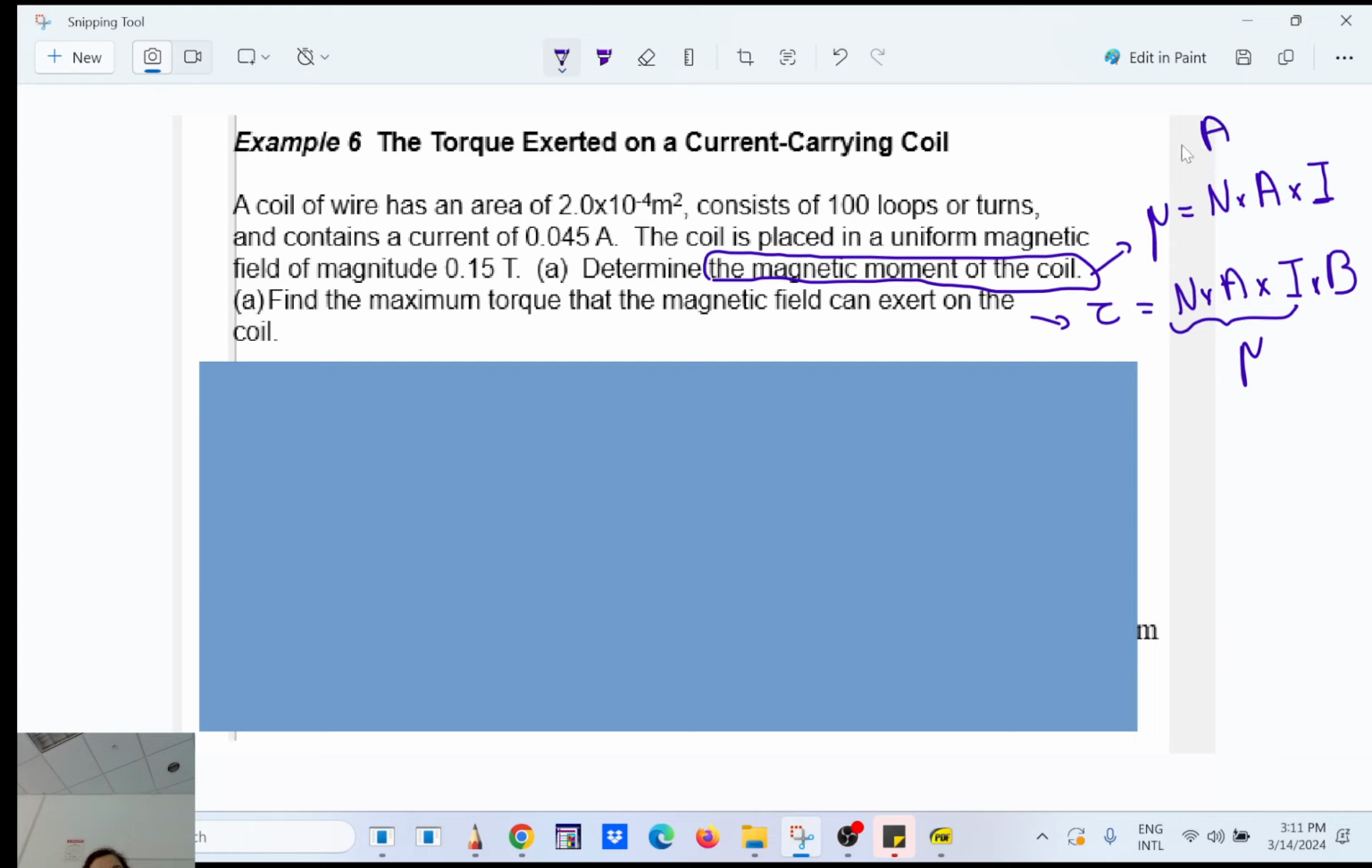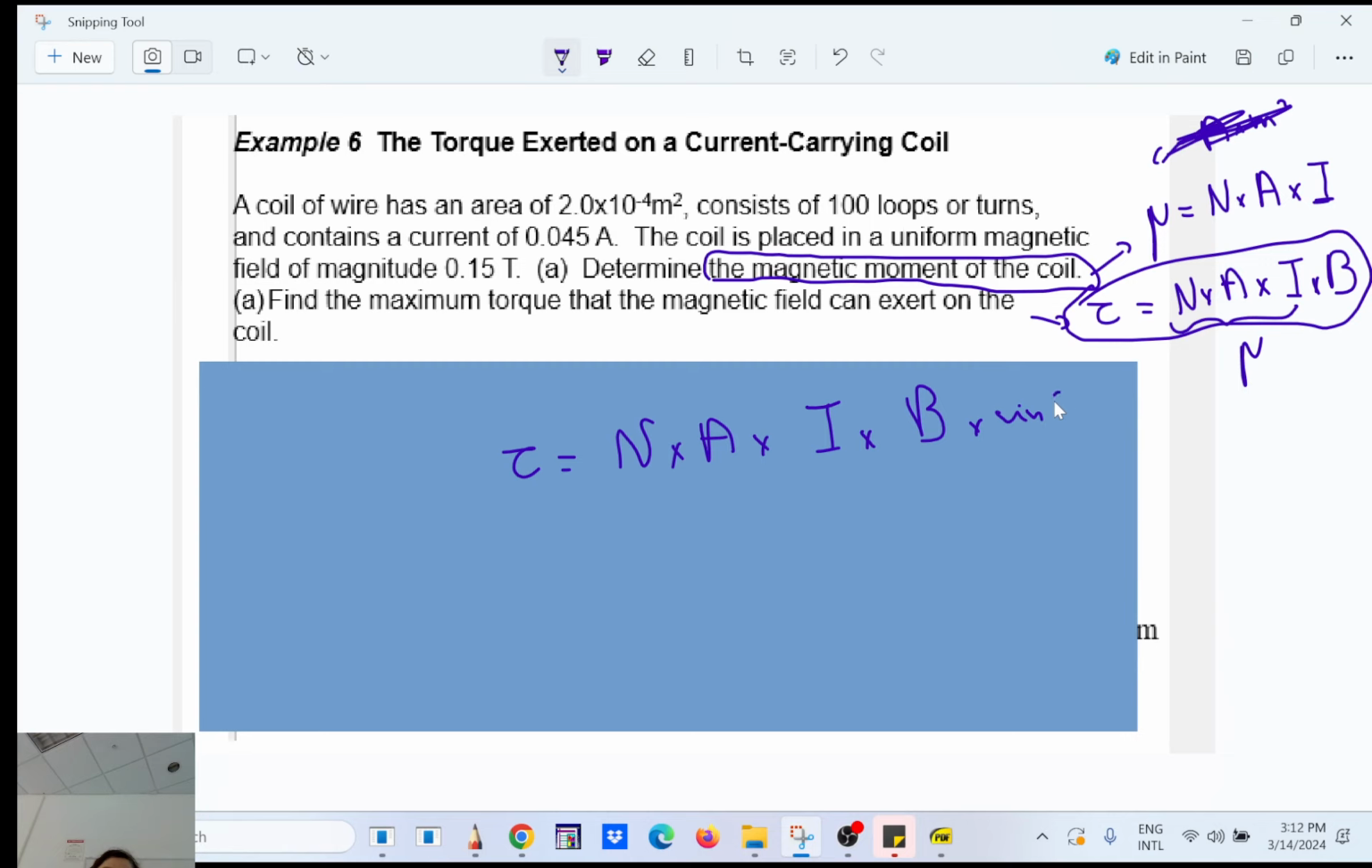So the unit is amp times the area, this is amp times meter squared. Okay, you don't have to worry about that. You want to have this. Let's stick to this. The torque will be the number of loops times the area times the current times B times the sine theta. And this is 1.